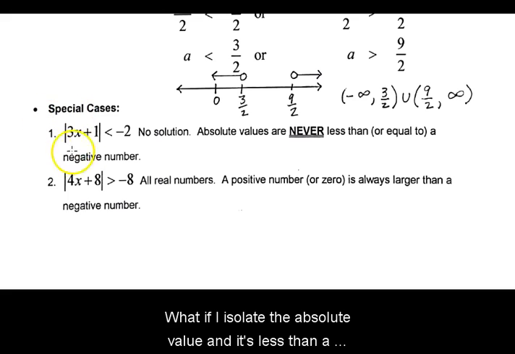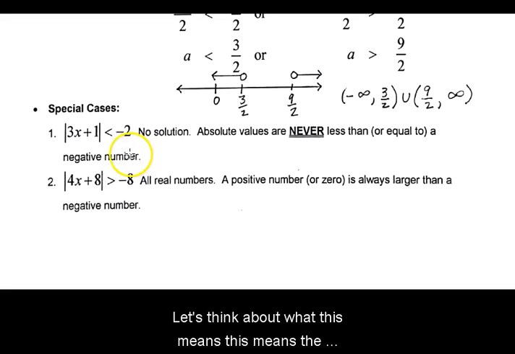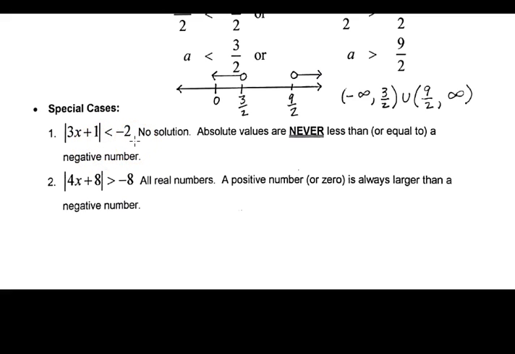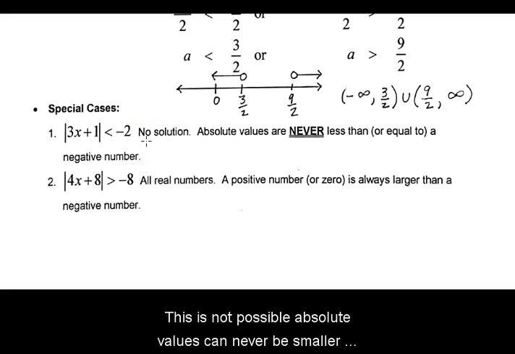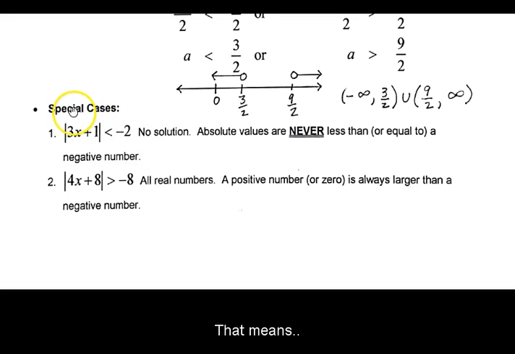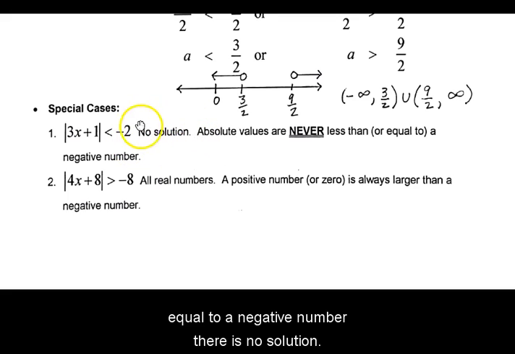What if I isolate the absolute value and it's less than a negative number? Let's think about what this means. This means the distance from 0 on the number line is less than -2. How can you be fewer than -2 steps from anywhere? This is not possible. Absolute values can never be smaller than 0. They're not ever going to be smaller than a negative number. That means that if the isolated absolute value is less than or less than or equal to a negative number, there is no solution.